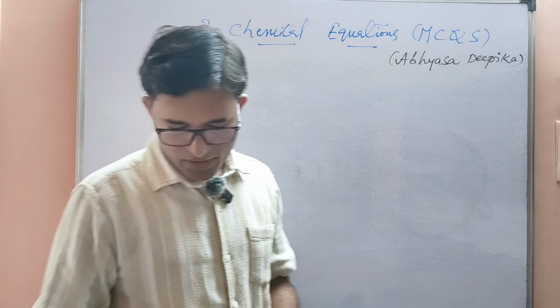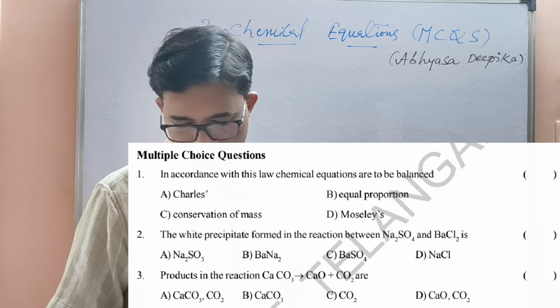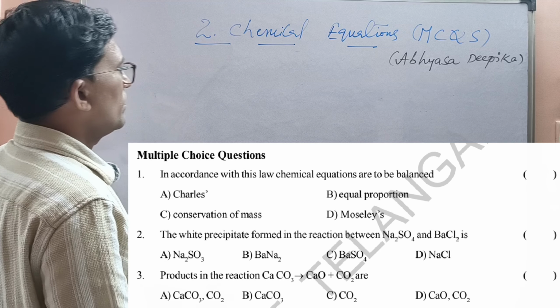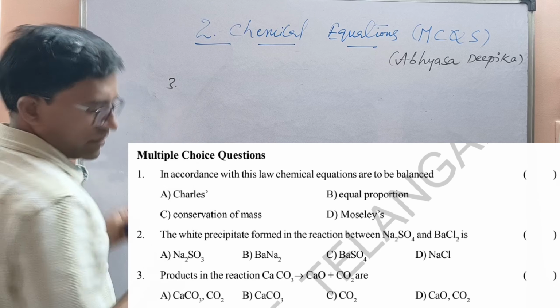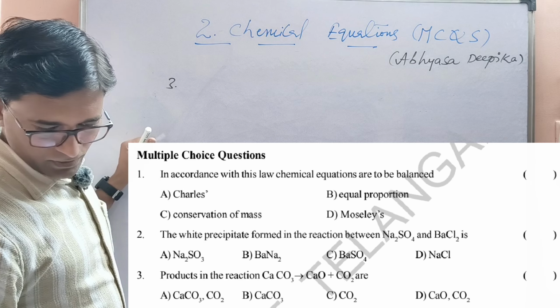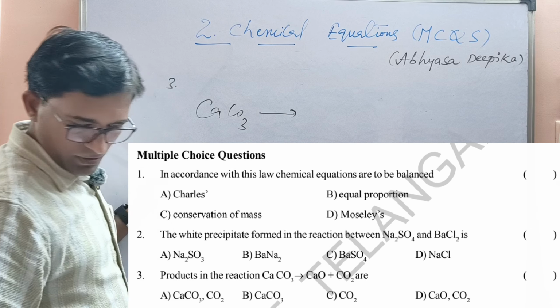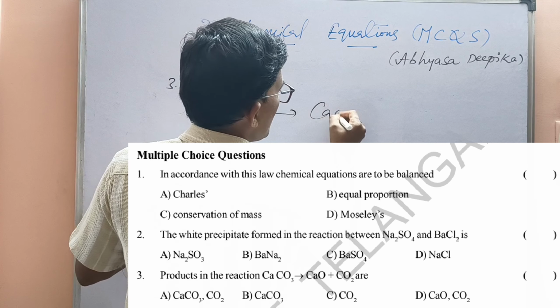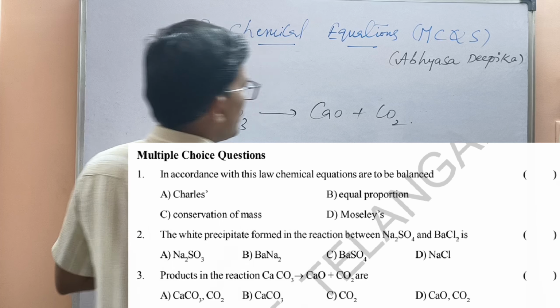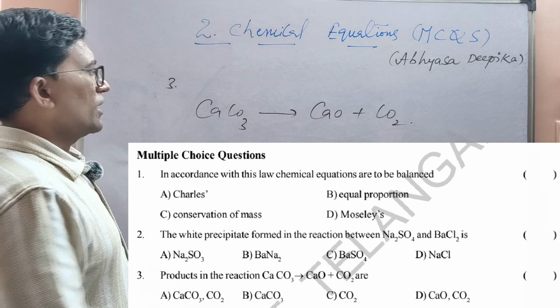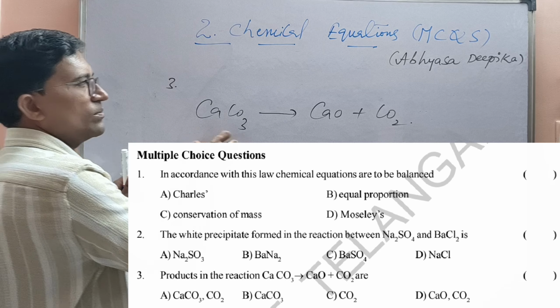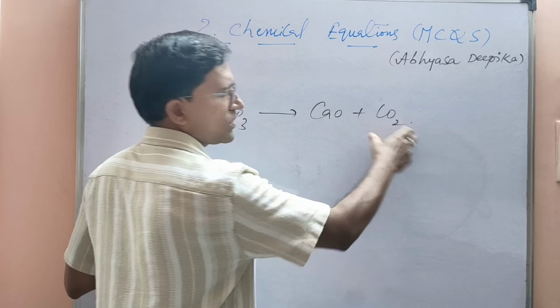Now the third question is the products in the reaction CaCO3. Please see the question on the screen. The products formed in the reaction CaCO3 gives rise to CaO plus CO2. The equation is given like this.